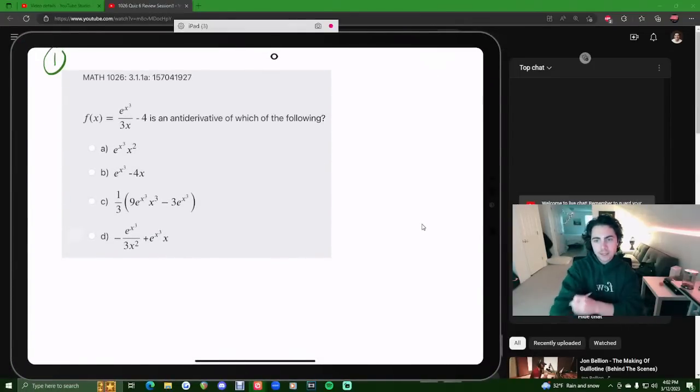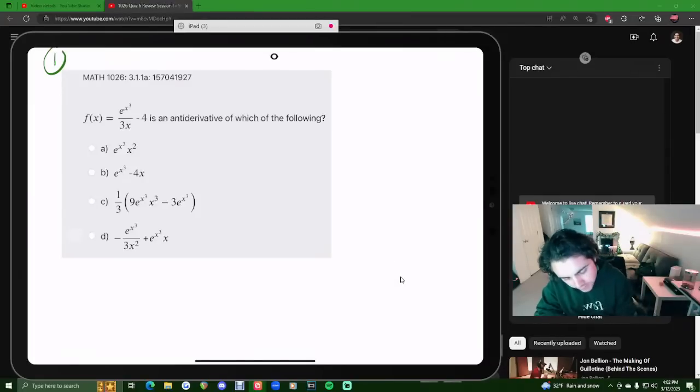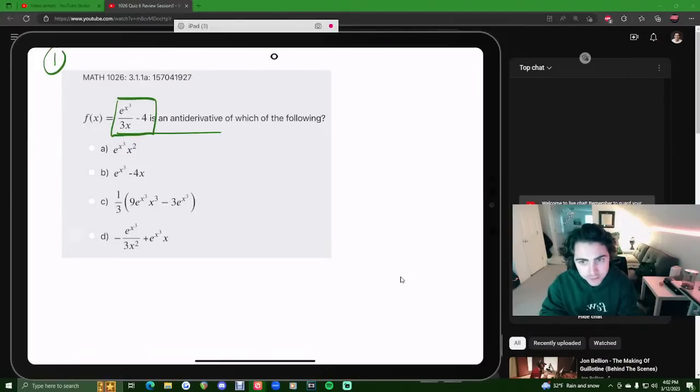So, let's get into it. In this one, they say this function is an antiderivative of which of the following. They're basically saying if we take the derivative of this given function, which of these functions in the answer choices could we get? Going into these problems, I highly recommend reviewing derivative rules like quotient rule and product rule. These were ones you covered in 1025, and they are being used here. So we're going to start this problem by taking the derivative of this function.